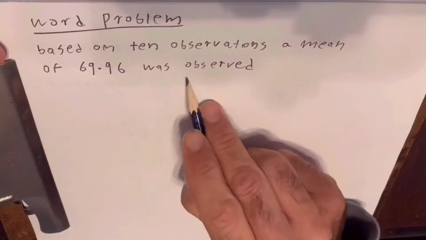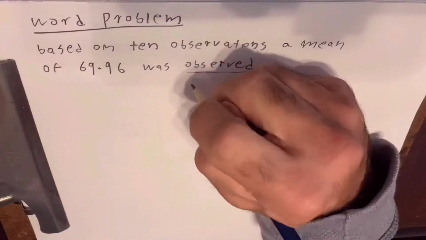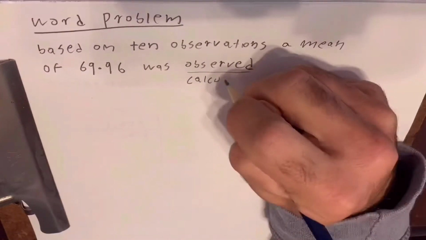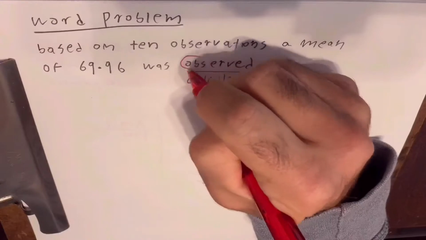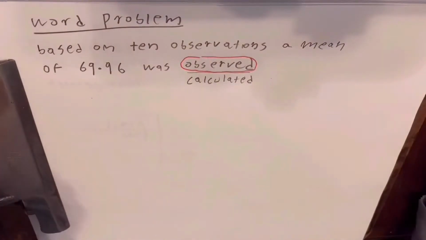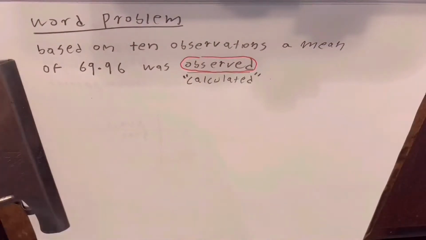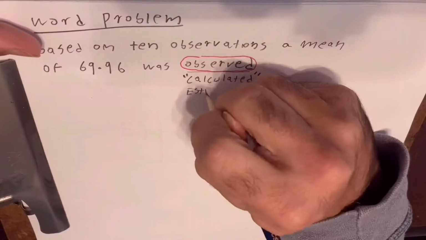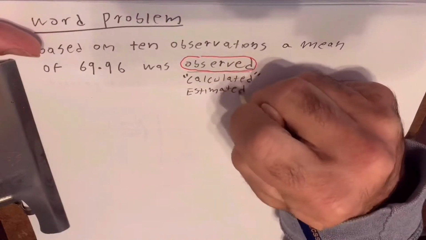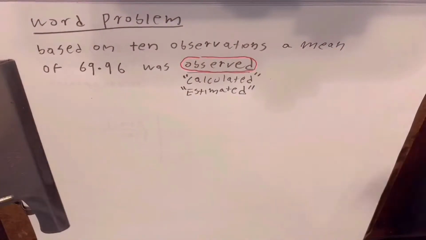And this "observed" is a key word. It might not say that. It might say a mean of 69.96 was calculated. However, observed is the statistical language. And if you see calculated, most likely your professor doesn't have formal training in statistics, but you could certainly see that. You might actually see the word estimated. And that's a good statistical word. And all these indicate that this is a sample mean.